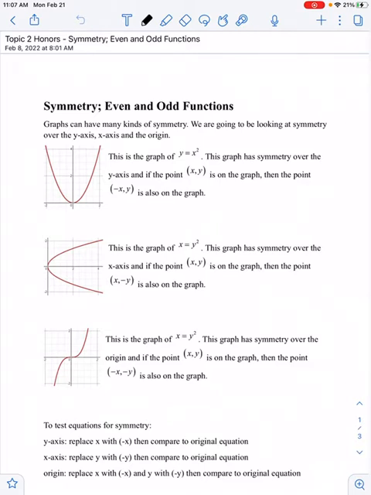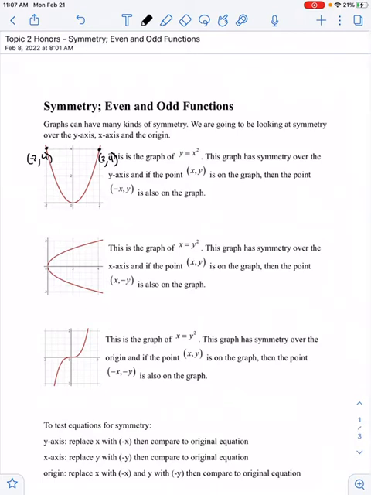So looking at the graph y equals x squared, the graph has symmetry over the y-axis, meaning if you take this piece of the graph and flip it over the y, you get that piece of the graph. So that's why it has y symmetry. In other words, on this graph we would have the point (2, 4), and if it's symmetrical, then we also have the point (-2, 4). So negative of the x, but the y stays the same.